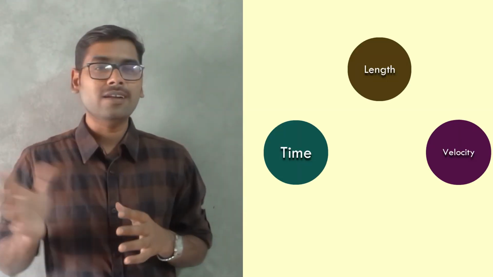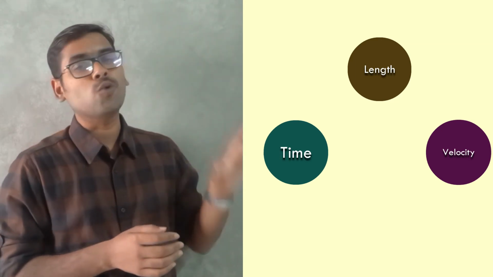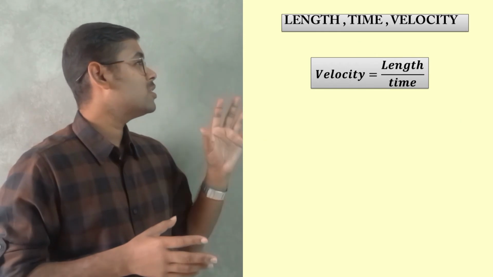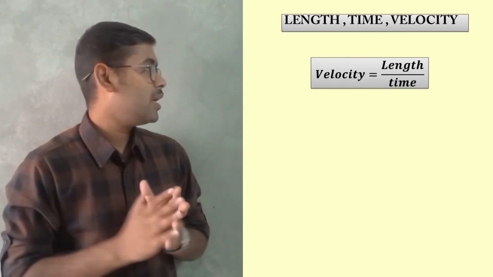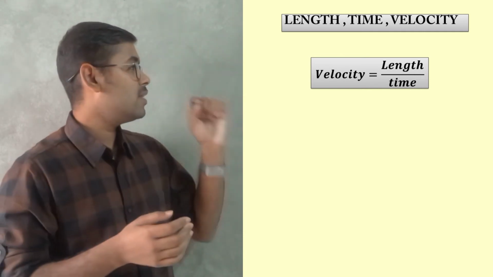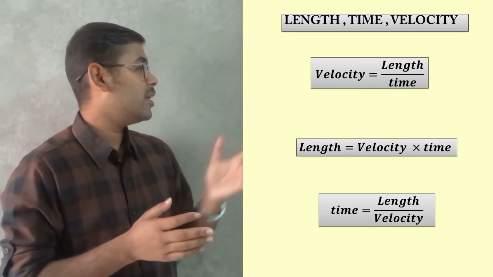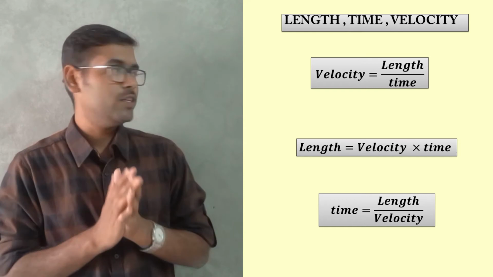Guys, these 3 quantities, length, time and velocity, are interrelated. That is, each quantity can be defined using the other 2 quantities. For example, velocity can be defined as length upon time, that is basically distance upon time. Similarly, the length can be defined as velocity into time. And finally, time can be defined as length divided by velocity.